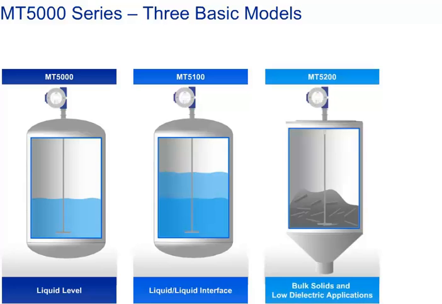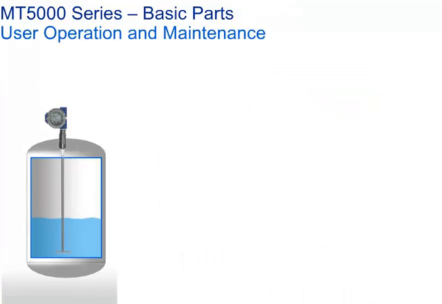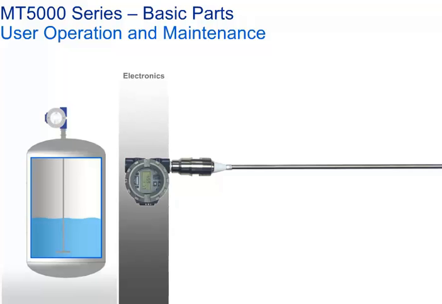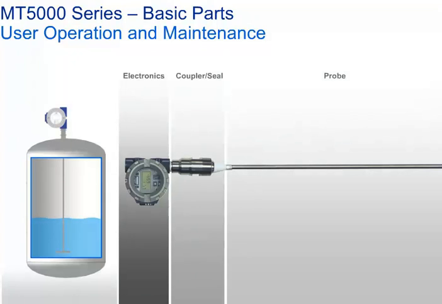Each radar level application must be evaluated to determine the process seals and probe which would perform best. Let's look at the basic parts of the MT5000 series radar. The radar is composed of 3 basic parts. The electronics, which can be supplied with a variety of output options. The coupler process seal, which can be supplied in multiple configurations to handle process pressures, temperatures, probe types, and wetted materials. And the probe, which can be as simple as a single rod or cable or supplied as a coax, twin probe, or customized design.